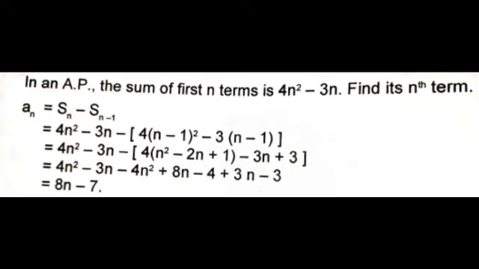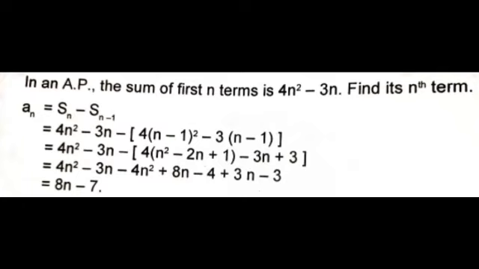Now moving to the next question. In this question, in an AP, the sum of the first n terms is 4n square minus 3n. The expression is given, and we are supposed to find the nth term, that is the general term of this AP. In order to find the general term of this AP, we will have to use the formula an is equal to Sn minus Sn minus 1. That is, the difference of the sum of n terms and the sum of n minus 1 terms we will have to calculate.